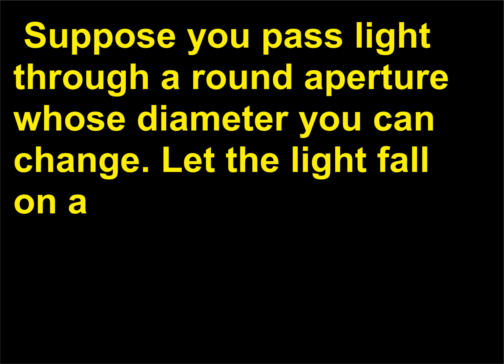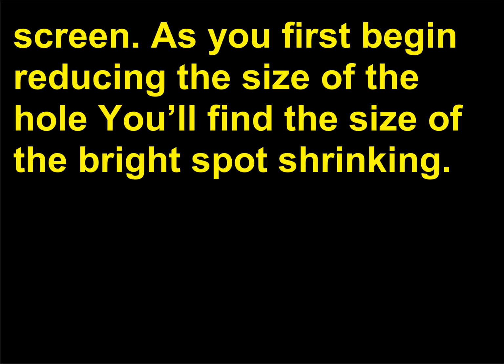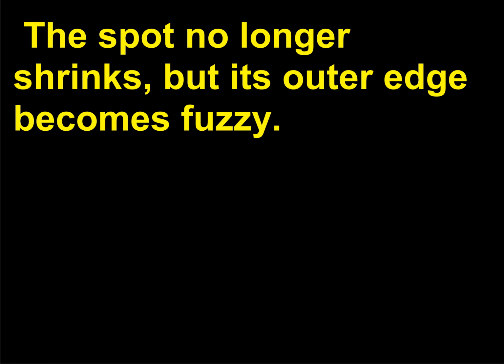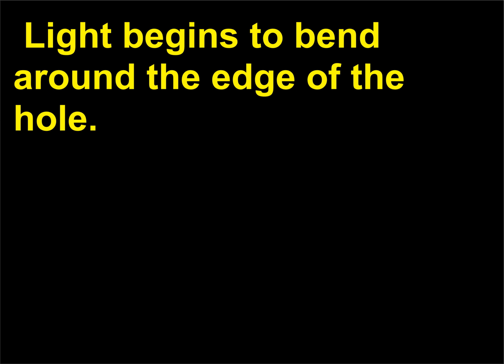Suppose you pass light through a round aperture whose diameter you can change. Let the light fall on a screen. As you first begin reducing the size of the hole, you'll find the size of the bright spot shrinking. But when the hole becomes very small, a strange thing happens. The spot no longer shrinks, but its outer edge becomes fuzzy. Light begins to bend around the edge of the hole.